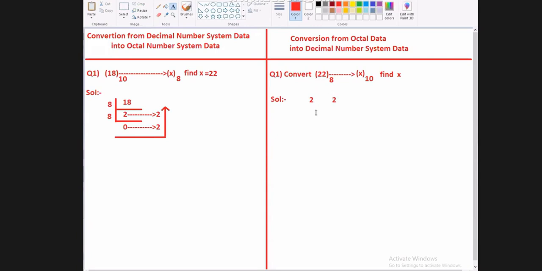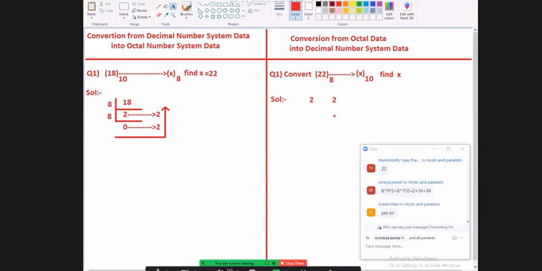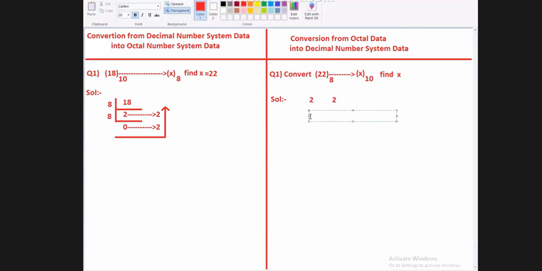Now take the given data 22. You need to take it as earlier, with powers 0 and 1: 8 to the power of 0, and here 8 to the power of 1. So 2 into 8 to the power of 0 plus 2 into 8 to the power of 1. You need to take plus. Here I'm writing 8 and another 8.